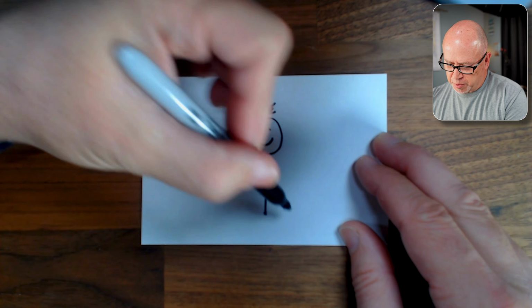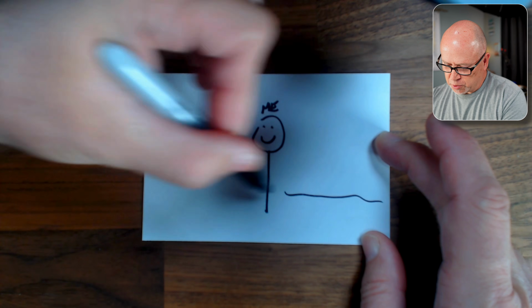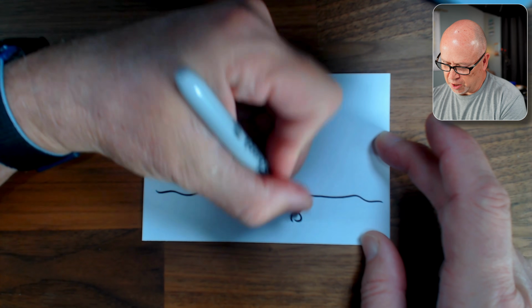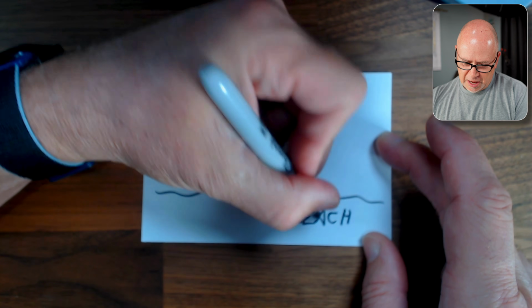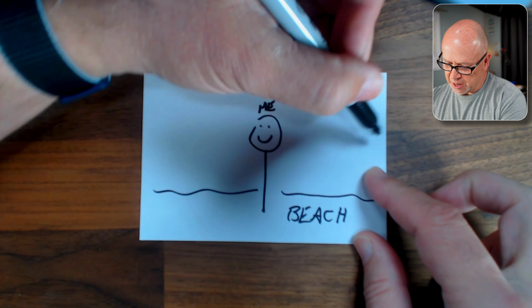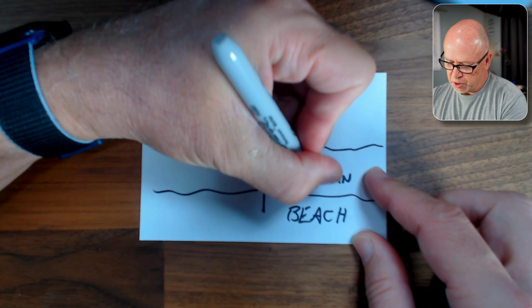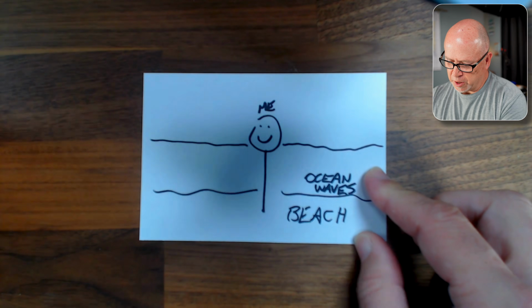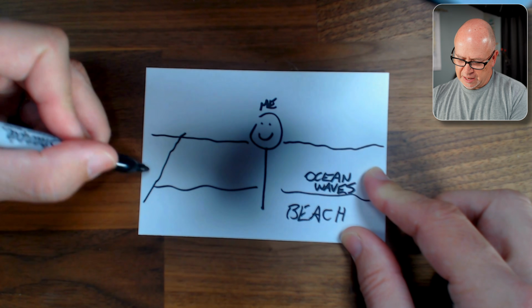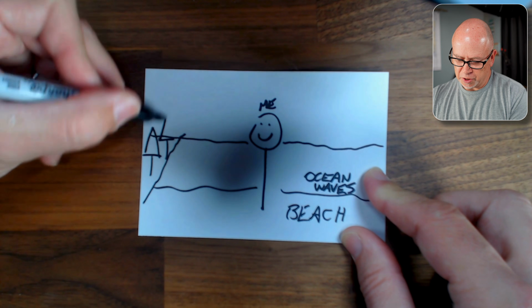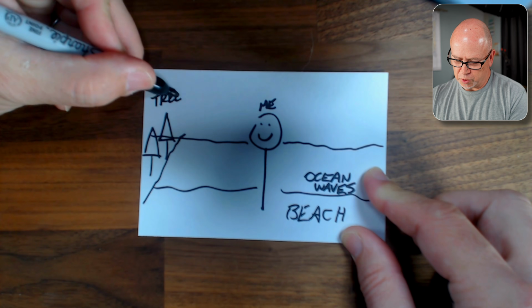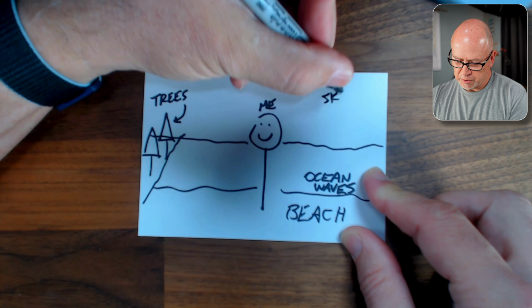Let's say I want to be on a beach. Okay, so I'm just going to do this and say beach. Okay, and then let's say, I don't know, the ocean, like this, ocean. And I'm going to write down waves. And let's say over here, I'm just going to draw some trees like this. Okay, that's very crude, but let's see what it comes up with.